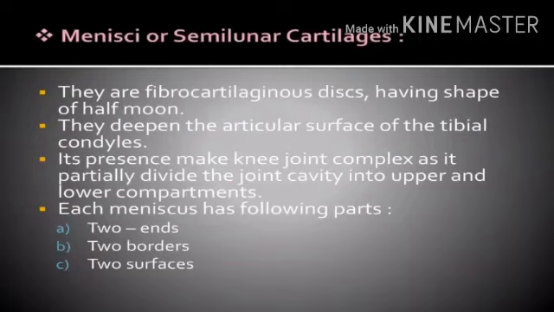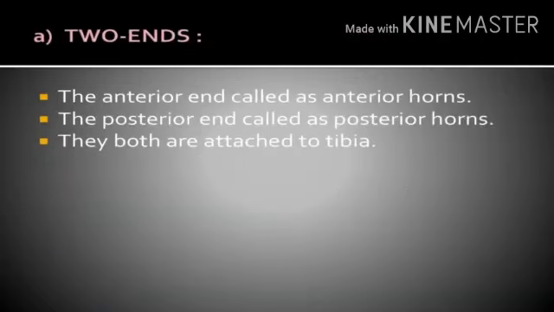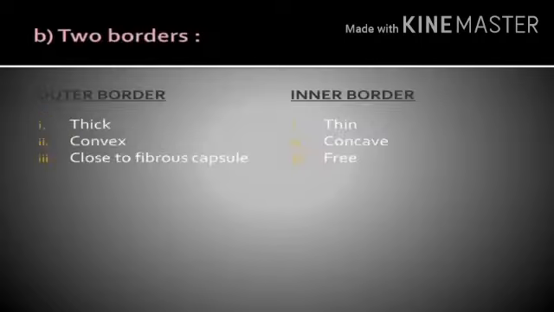Each meniscus has the following parts: two ends, two borders, two surfaces. Two ends: the anterior end, called the anterior horn, and the posterior end, called the posterior horn. They are both attached to the tibia. Two borders, outer and inner. The outer one is thick, convex, and close to the fibrous capsule, while the inner border is thin, concave and free from any attachment.